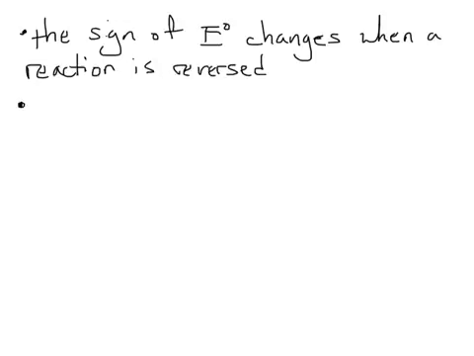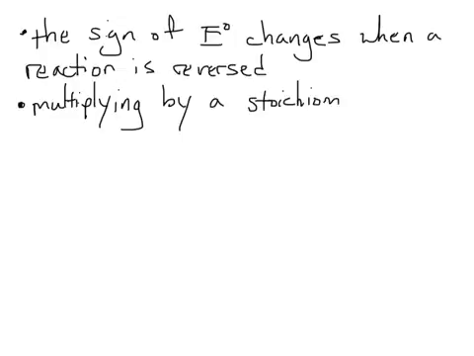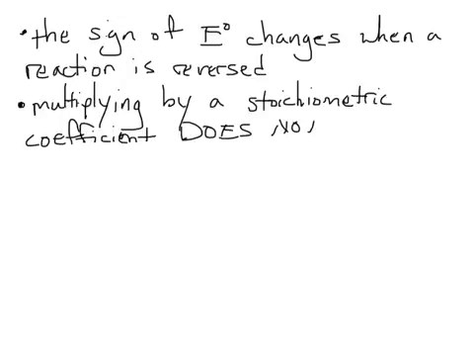The other thing that's important, this is where a lot of students make a mistake. If you need to multiply your reaction by a stoichiometric coefficient, here's the trick: it does not change your cell potential. You guys have been really used to multiplying your value by that coefficient. We do not do that here with reduction potentials. I know it seems very counterintuitive, and it is something that so many students continue to do, but you don't want to do it here.